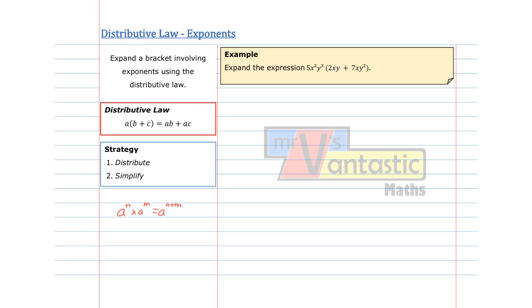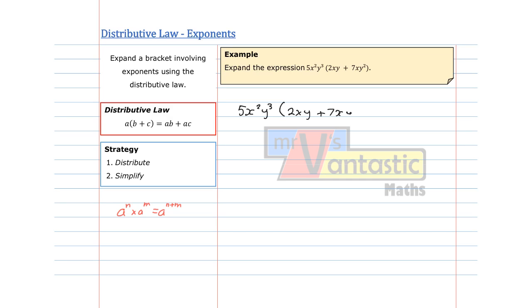This is Mr. V. In this video we will expand a bracket involving exponents using the distributive law. We want to expand the expression 5x squared y cubed into the bracket 2xy plus 7xy squared. Now it looks a whole lot more complicated, but it turns out it's actually very similar to the ones we have done. There's just the matter of having these powers.